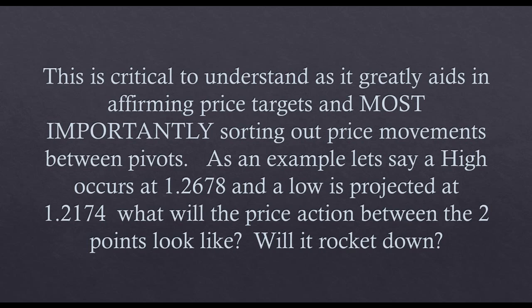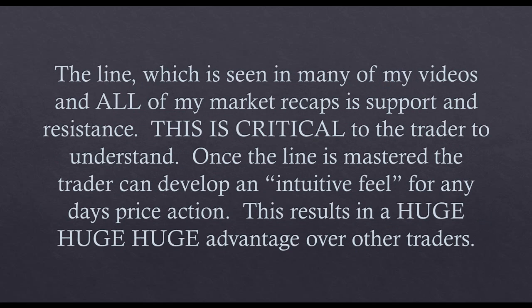As an example, let's say a high occurs at 1.2678 and a low is projected at 1.2174. What will the price action between the 2 points look like? Will it go rocketing down? Will it be sideways then down? Will it be a steady move down? What's it going to look like? As an options trader, I need to know this stuff.